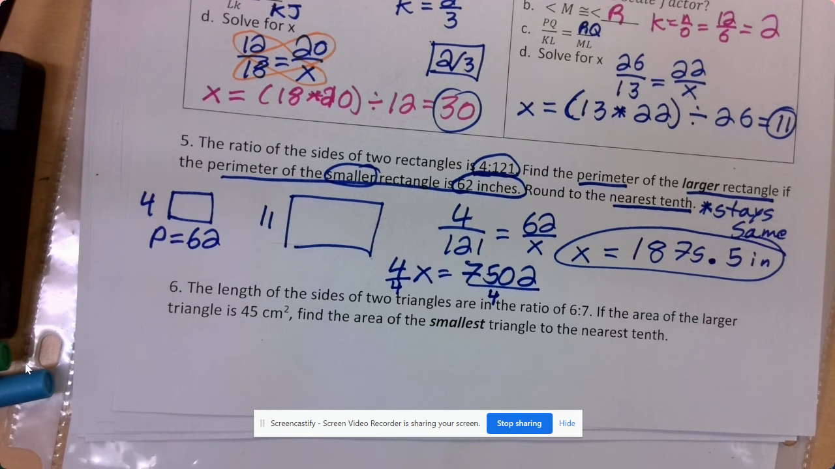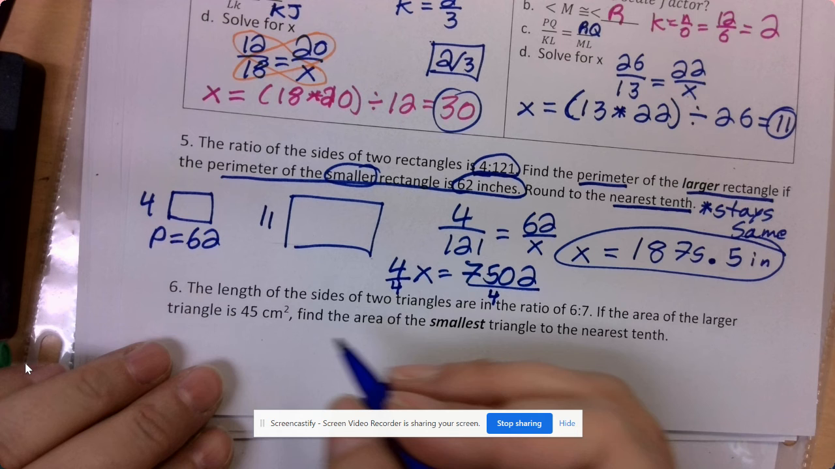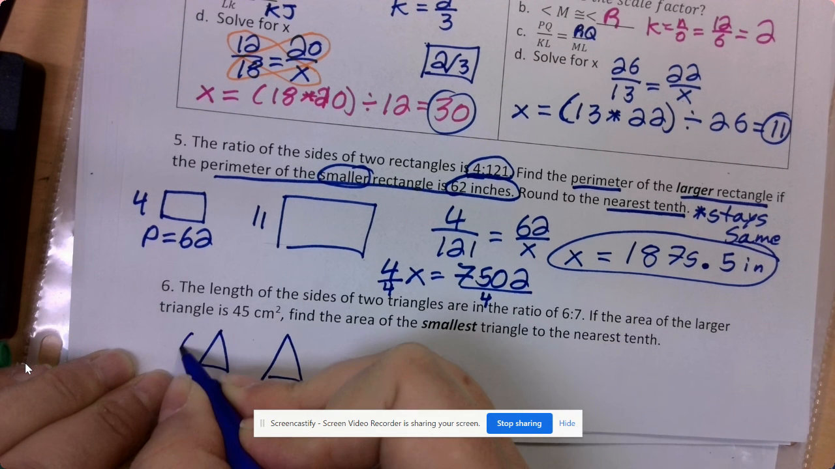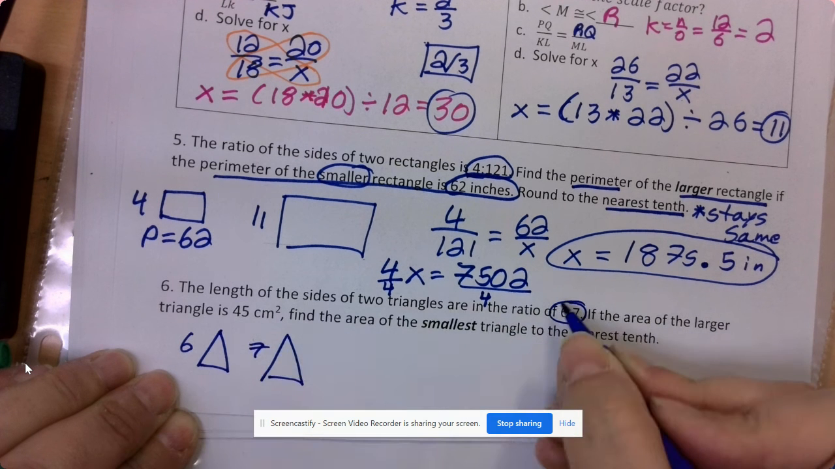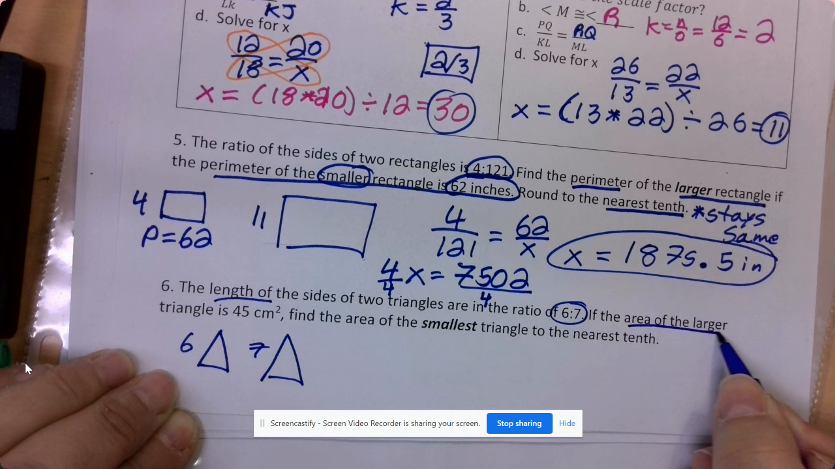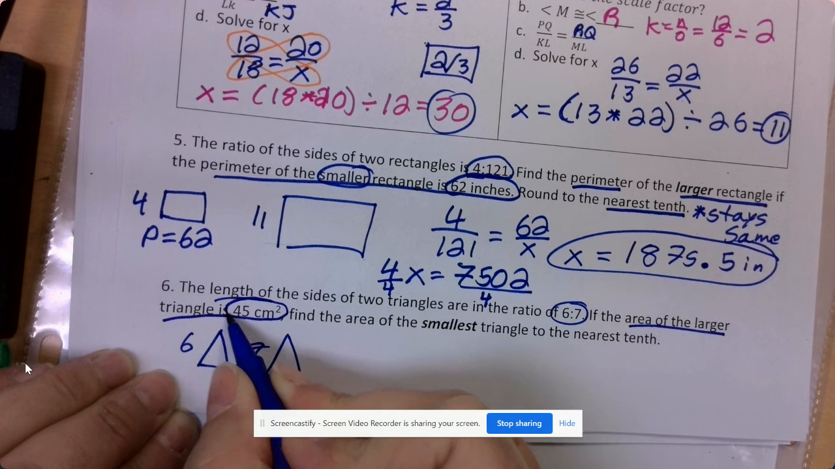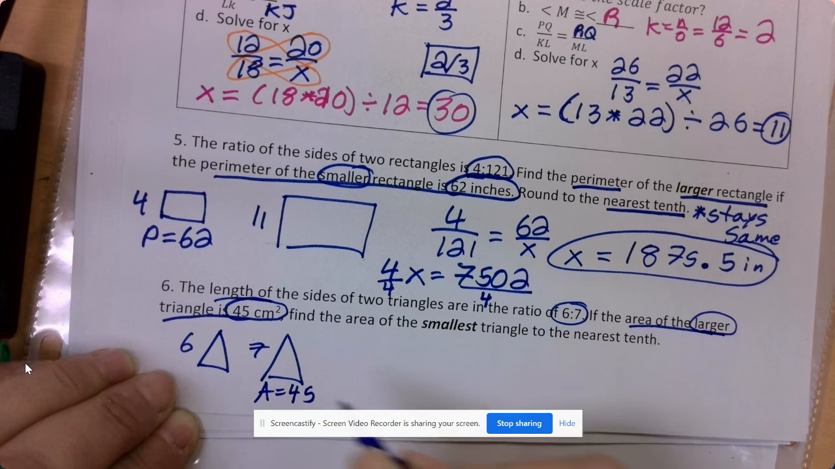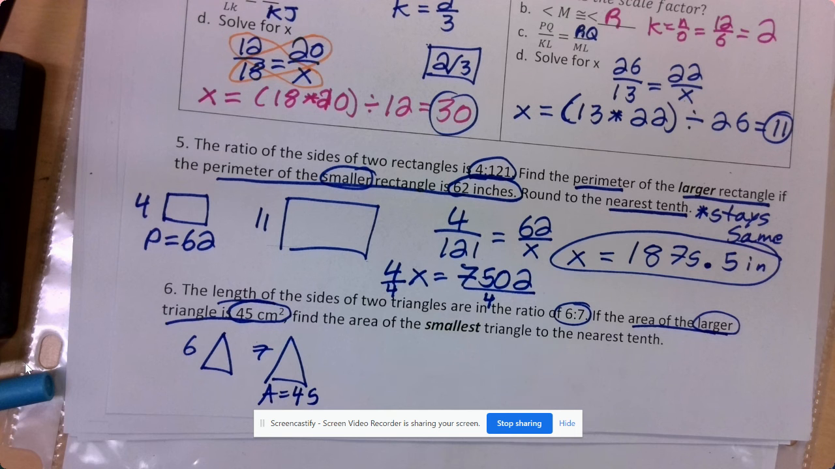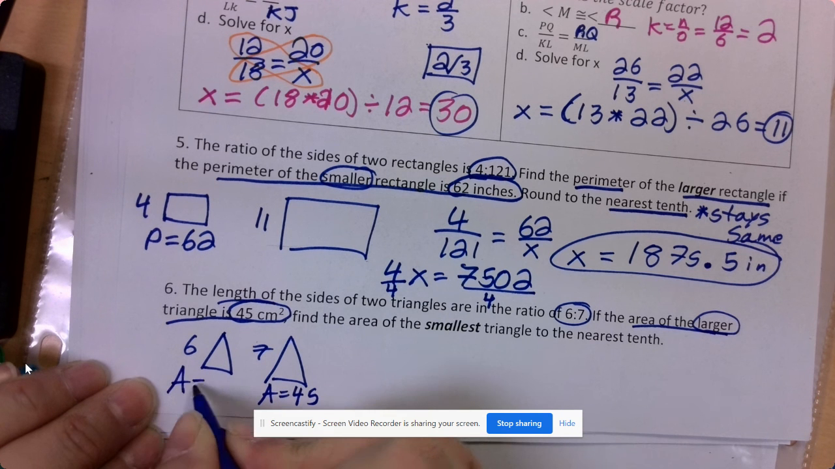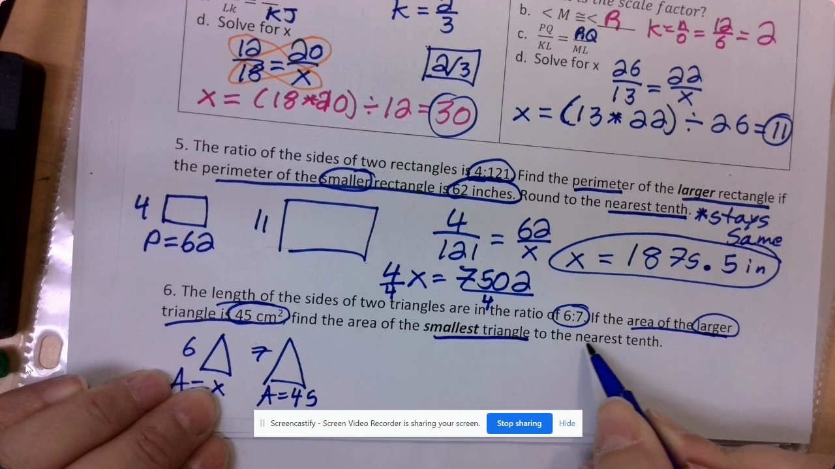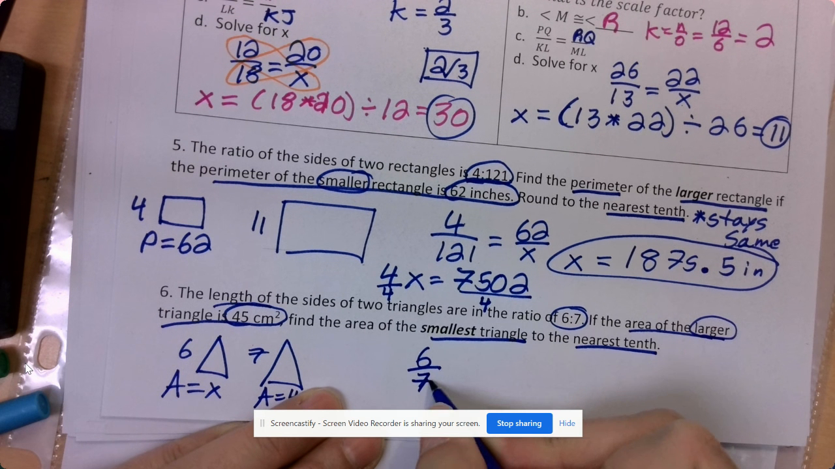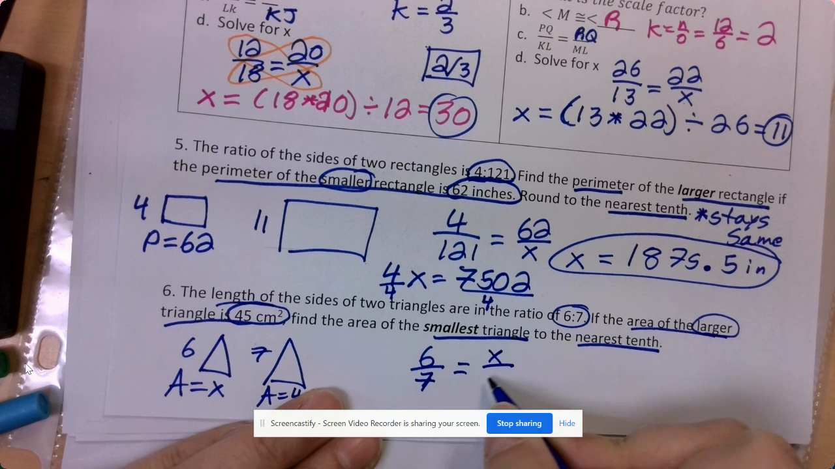Okay, on this one, length of sides of the two triangles. Oh, so we have two triangles. So 6 to 7. If the area of the larger rectangle, okay, so that's the larger one, the bigger one, is 45 centimeters squared, find the area of the smaller rectangle, smaller triangle, to the nearest tenth. Okay, so we're going to put 6 over 7 is equal to x over 45.